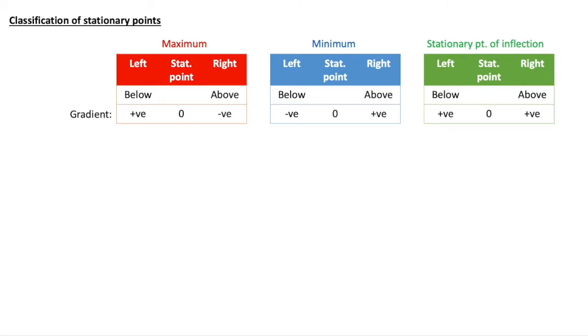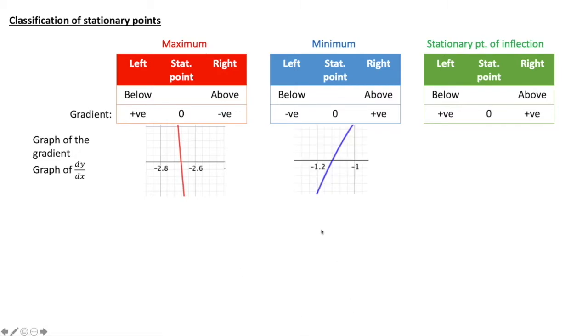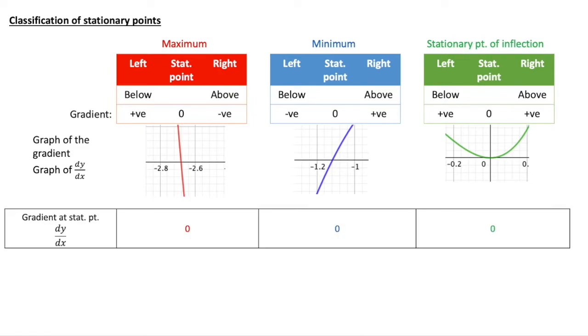These are the little tables that we've seen previously. Now if we were to draw a graph of the gradient, then for the maximum it would look like this. It's positive, then 0, then negative. For the minimum, it's negative, then 0, then positive, and for the stationary point of inflection, it's positive, then 0, and then positive again. So let's summarize. The gradient at the stationary point is 0, which we can see now with those little blobs.